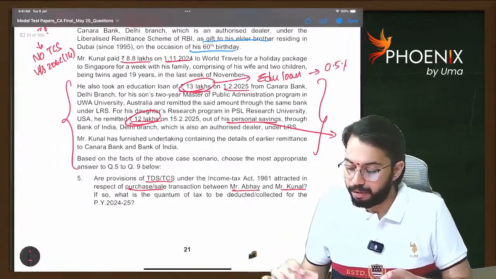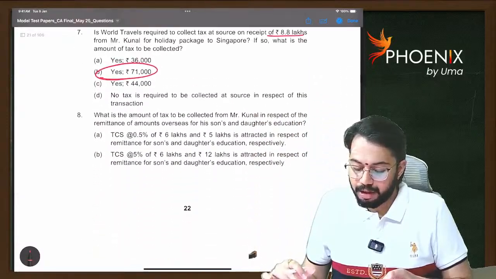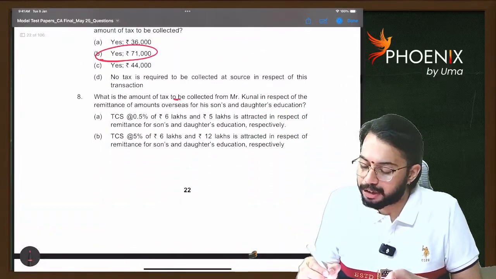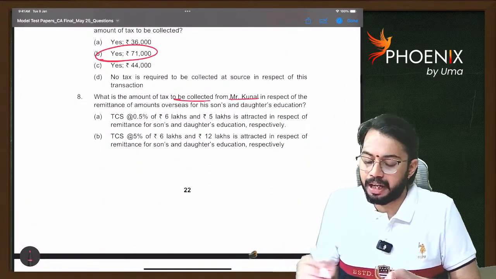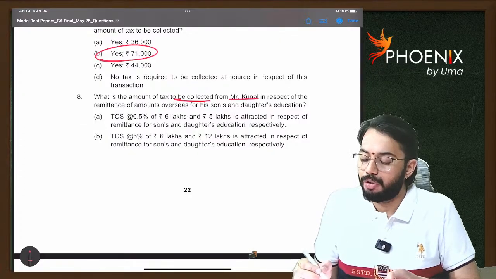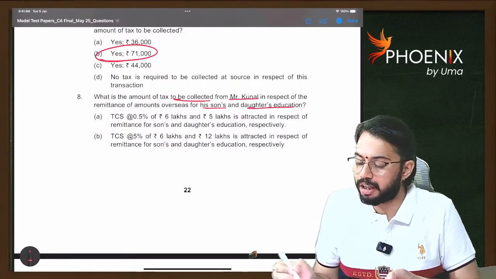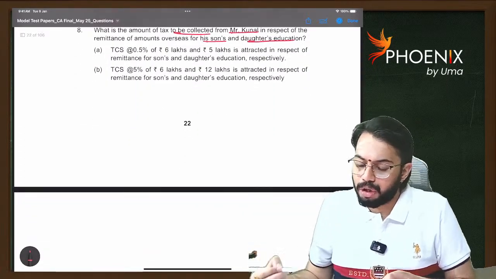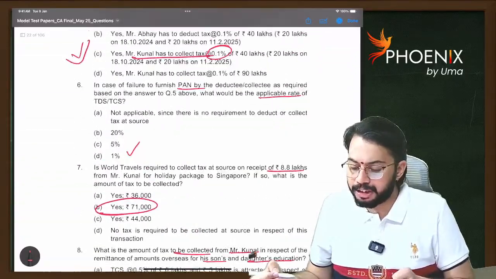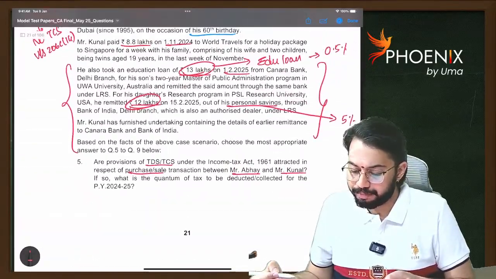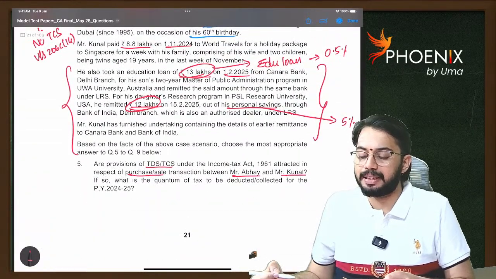Okay. Now, let us read. What is the amount of tax to be collected from Mr. Kunal in respect of remittance of amounts overseas for his sons and daughters' education? So, on son, how much is remitted for son? 13 lakh rupees.